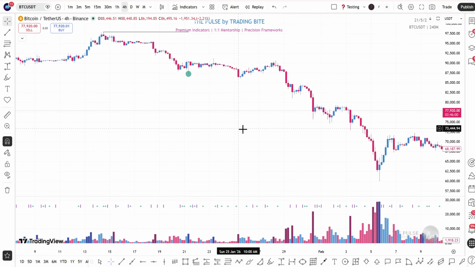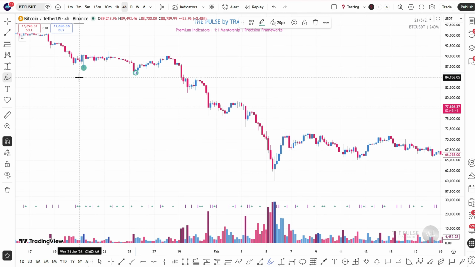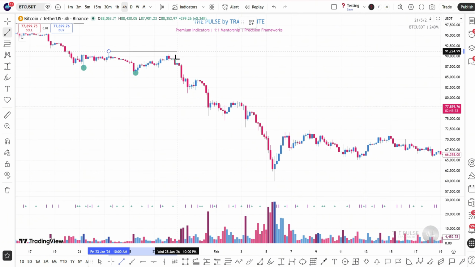So let's move to another example. As we can see, this is our low point, just right here. And then where is our inducement? This is the lowest point, and this candle has gone through the high of this one. So this would be our inducement.